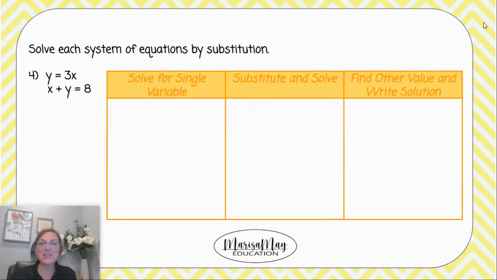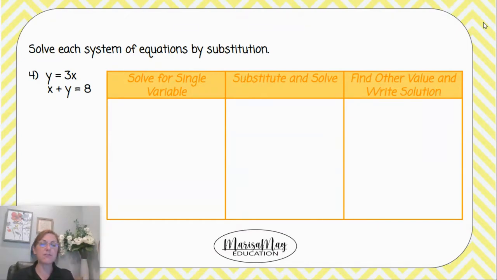Next, let's turn our attention to another method of solving a system of 2 equations, and that is the substitution method. I like to use this chart here just to organize my work. For the first column, you'll notice that I asked to solve for a single variable. Now, a single variable is a variable that has no number written in front of it.